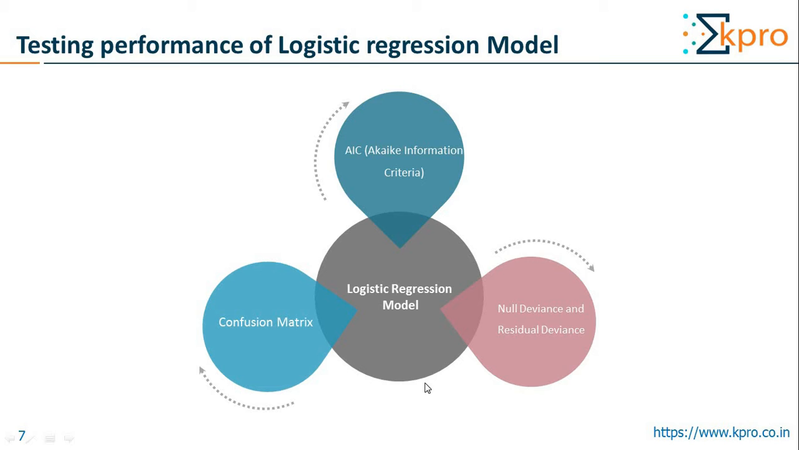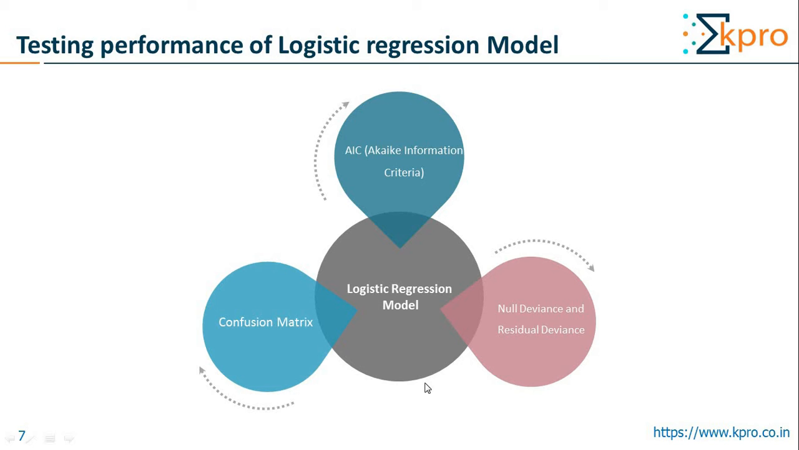The Akaike information criterion is analogous to the adjusted R-square. It's a measure of fit which penalizes the model for the number of model coefficients. So basically it tests how the model is behaving when we are increasing model coefficients. So the lower the value, the better the model.